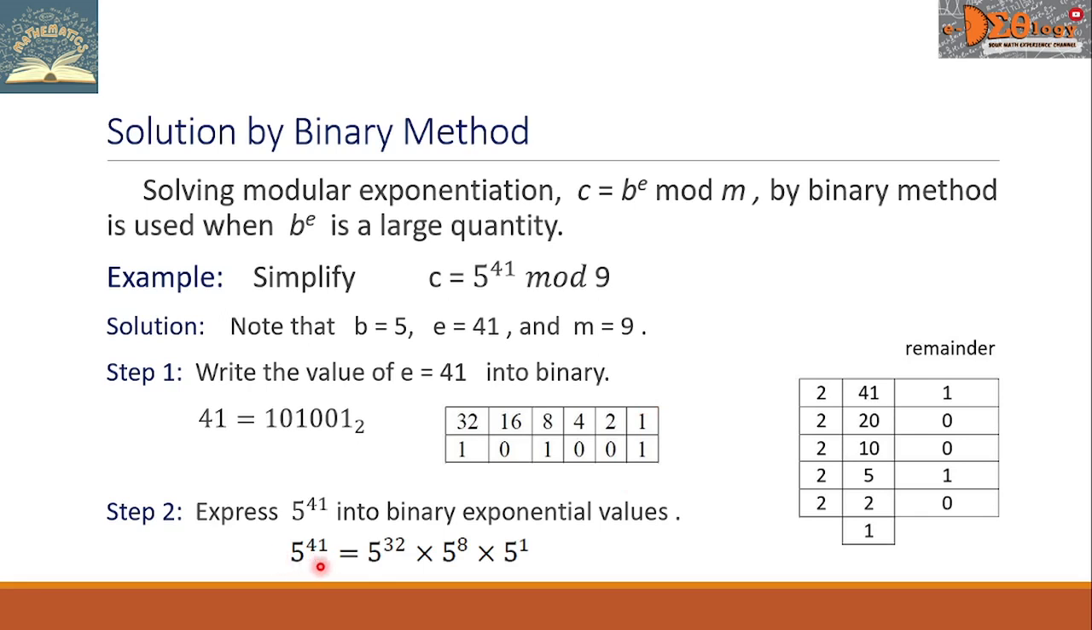5 raised to 41 is equal to 5 raised to 32. See here that there is a value 1 for 32. Times 5 raised to 8. We can see also that there is number 1 with respect to this value 8. Times 5 raised to 1. There is number 1 here that corresponds to the number 1 on top.